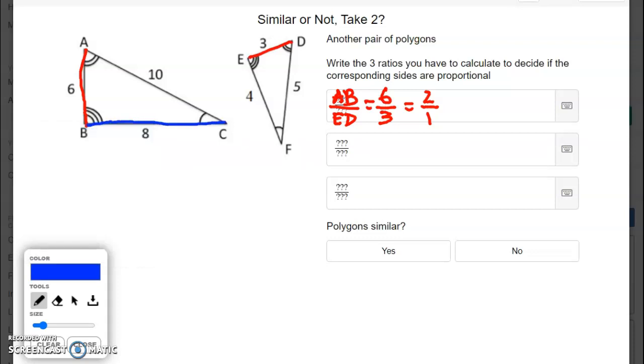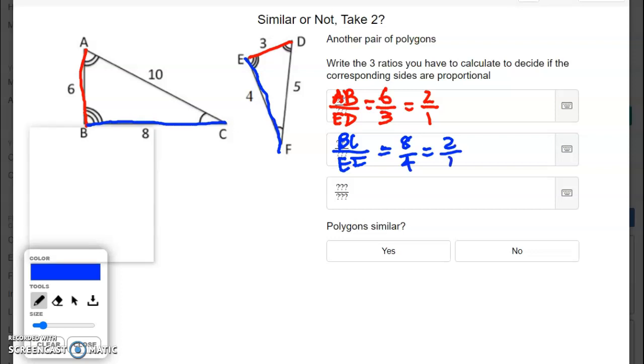Then let's do BC over the corresponding side. BC is opposite the angle with two arcs. The angle with two arcs is here, so we're talking about this. I know it is pretty obvious from this diagram which corresponds to which, but sometimes you're going to get triangles that are very similar in length, and then you are not going to be able to tell just by looking at it. So that's why I am going through it more slowly. So BC over EF is 8 over 4, which is the same as 2 over 1.